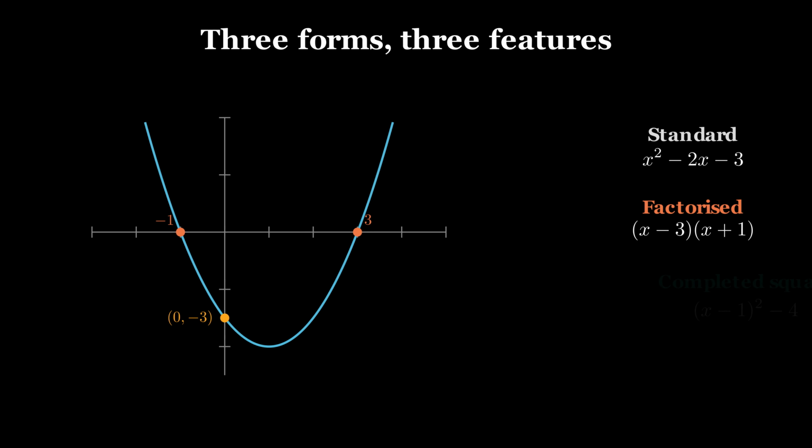And third, the star of today, completed square form, a times x minus h whole squared plus k. This instantly gives the turning point at h, k. Why? Because the squared term is smallest when it's 0, and that happens exactly at x equals h, giving y equals k. Here, the vertex is at 1, -4. So, same curve, 3 forms, 3 features: direction and y-intercept, the roots, and the turning point. And because we want that turning point, today we master the completed square form.